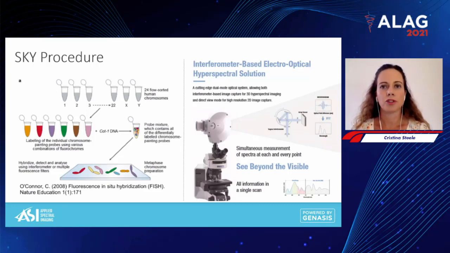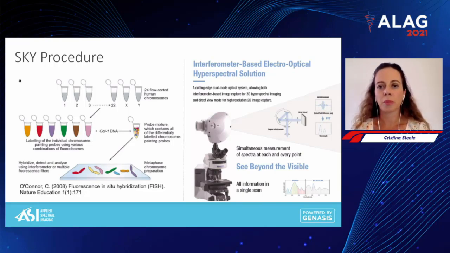So how does the SKY procedure work? Each chromosome is actually separated out and colored with a specific combination of a color set that we have designed at ASI. These 24 chromosomes with their unique color combinations are then combined into a master probe mixture. The laboratory will go through their process of obtaining metaphase cells and dropping them onto slides, and then using a FISH hybridization technique to hybridize these paints onto these metaphase cells.